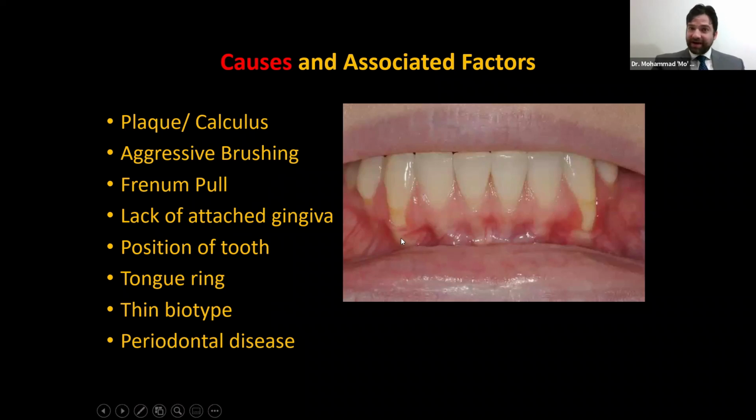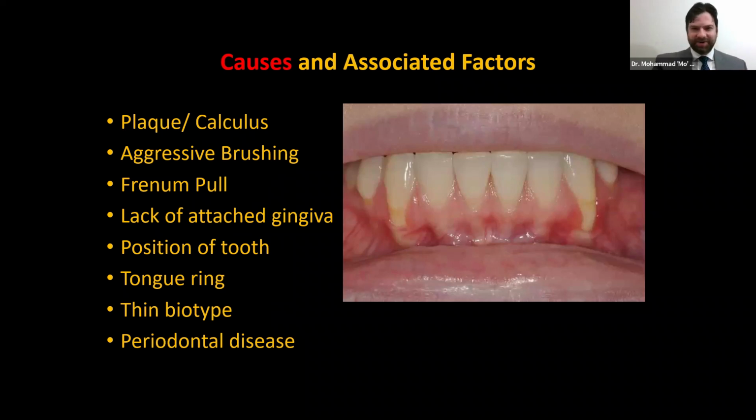If you don't do it right, there is a very good chance it could go south really fast. The other factors are tongue ring associated with the lingual recession, thin tissues, just like a case like this, and the periodontal disease. So these are some of the causes.